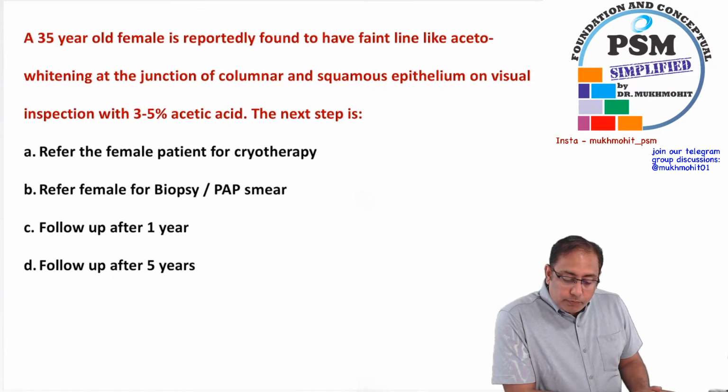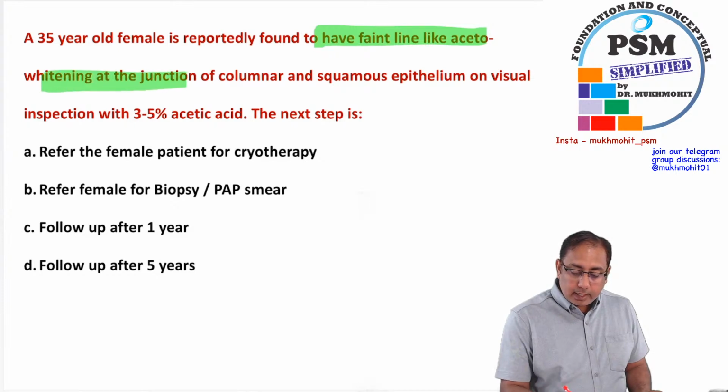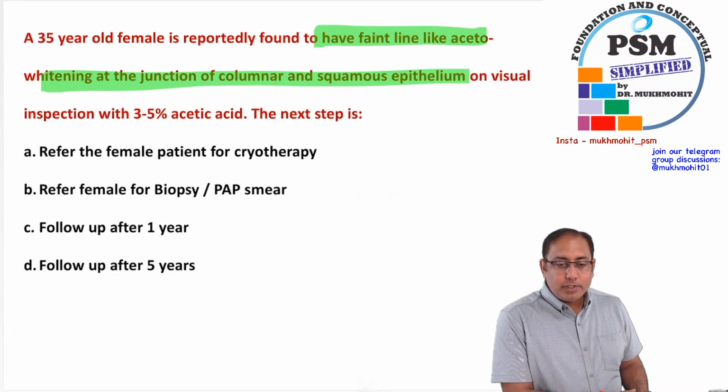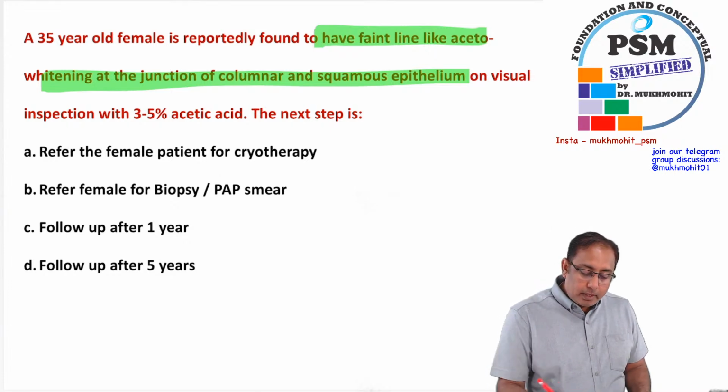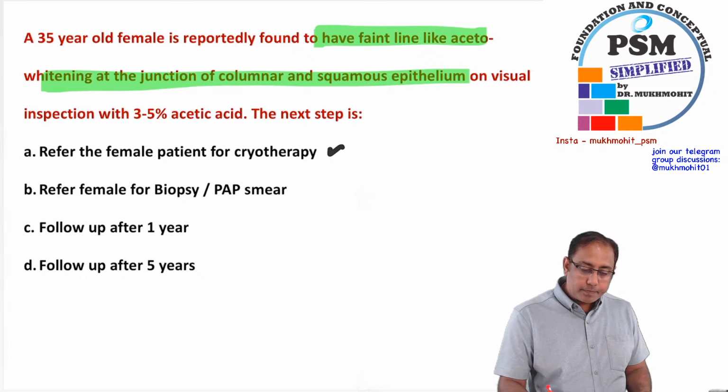So a 35-year-old female is reported to have a faint line-like aceto-whitening at the junction of the epithelium on inspection with 3 to 5% acetic acid. What do you think is the next best step? Refer the female for cryotherapy, for pap smear, follow up after 1 year, 5 years. What do you want to say?